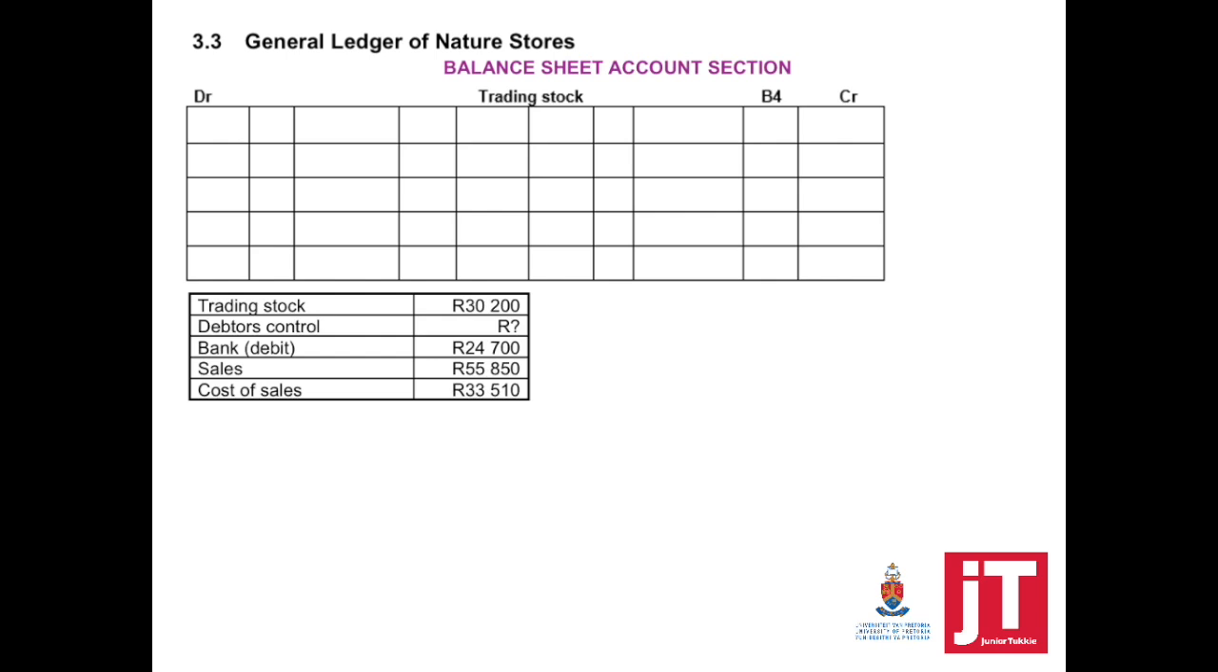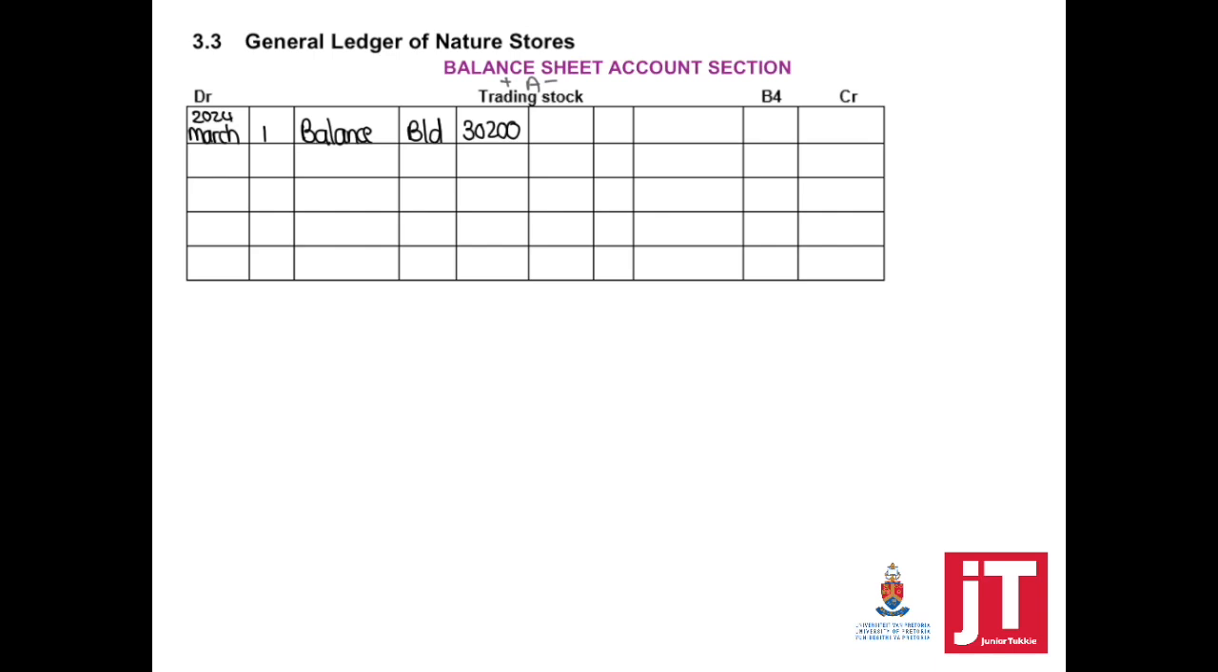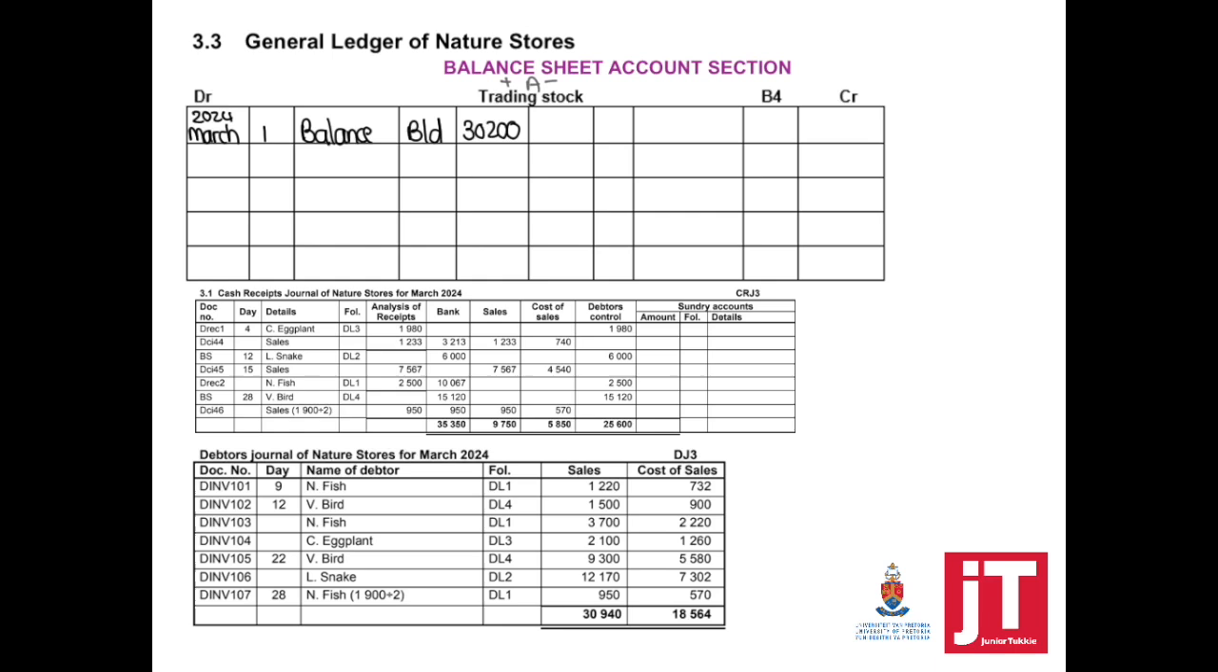So if we start with the trading stock, we start with the opening balance. Trading stock is a current asset, so the plus is on the debit side. This will be March 2024 on the first balance brought down. From the journals, we have to post now looking for trading stock in the cash receipts journal and the debtors journal. But now you don't see the word trading stock there. It's not written anywhere. You should know that trading stock, when it increases, it means that we've purchased trading stock. When it decreases, it means that we've sold trading stock.